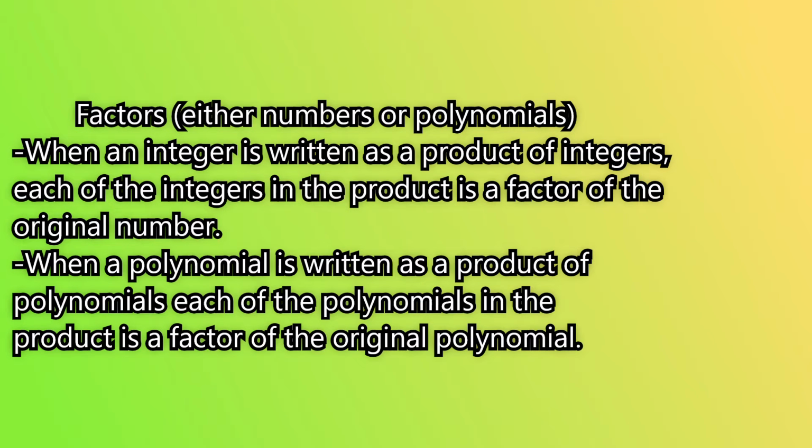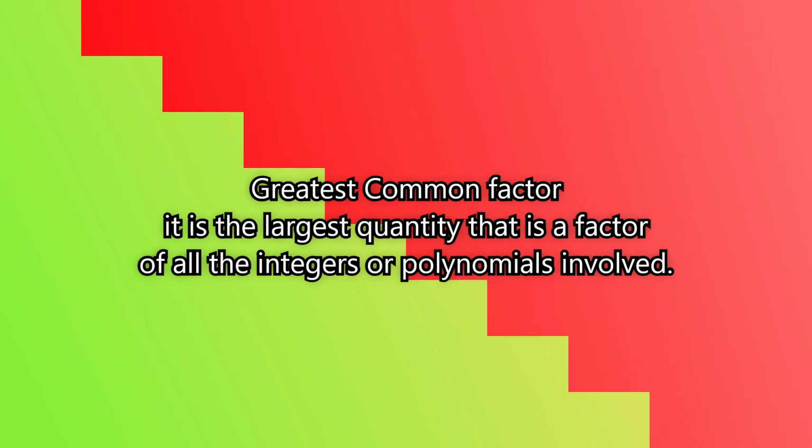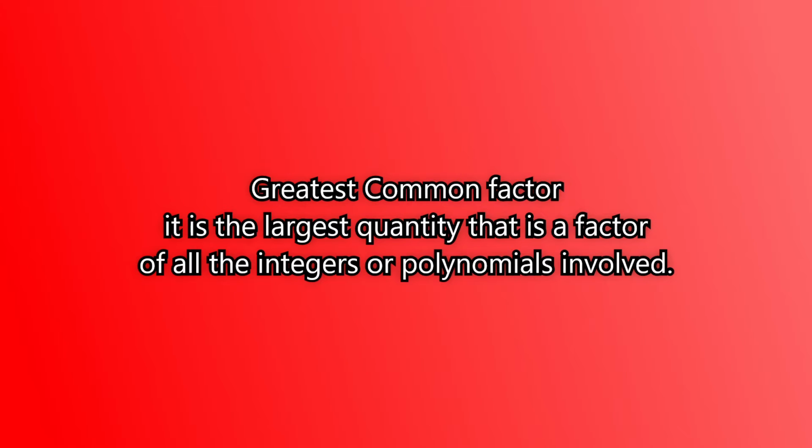Factors, either numbers or polynomials. When an integer is written as a product of integers, each of the integers in the product is a factor of the original number. When a polynomial is written as a product of polynomials, each of the polynomials in the product is a factor of the original polynomial. Greatest common factor: it is the largest quantity that is a factor of all the integers or polynomials involved.